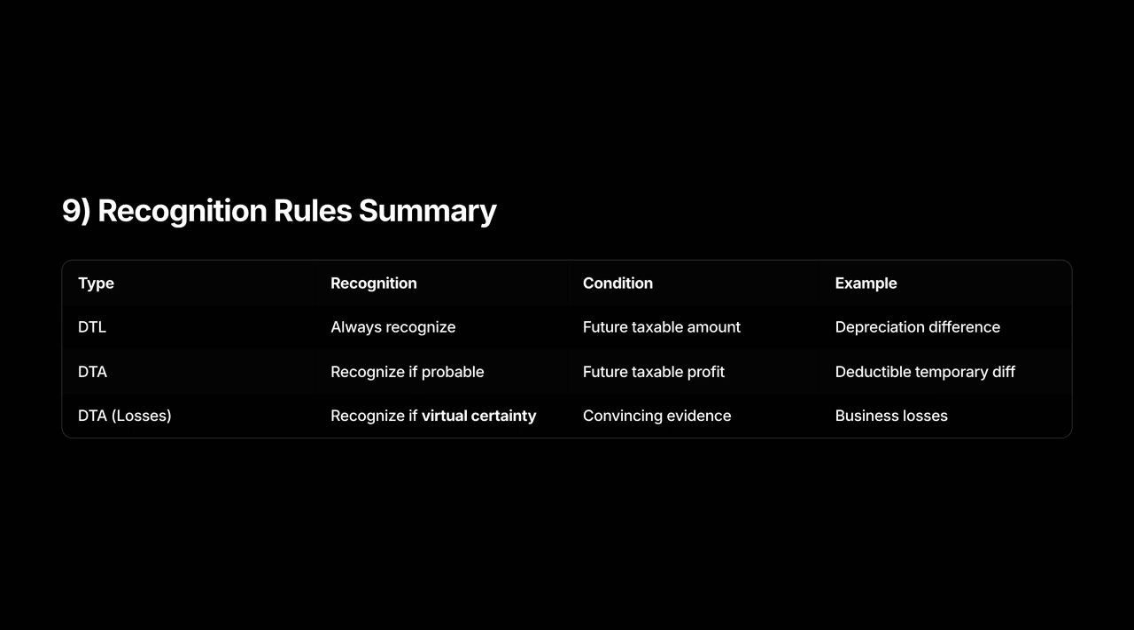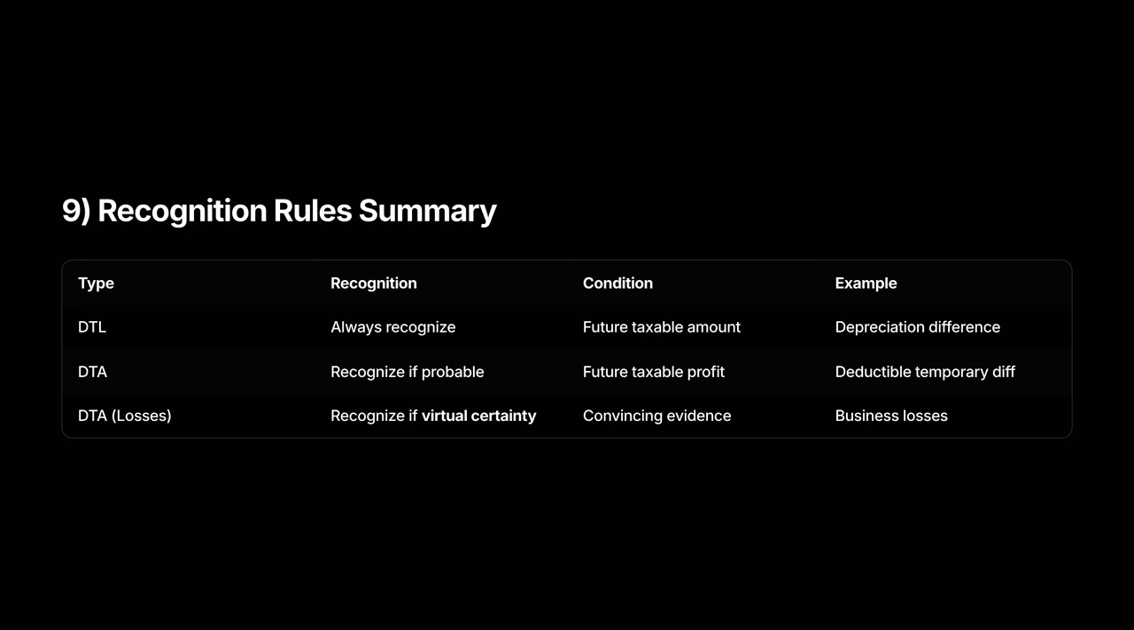Recognition Rules Summary. Let's summarize the recognition logic. Deferred tax liability, DTL, always recognized because future taxable amounts are expected. Deferred tax asset, DTA, recognized only when probable future taxable profit exists. DTA from losses, recognized only when virtual certainty is proven. Think of it as a confidence ladder. DTL is automatic. DTA needs confidence, and DTA from losses needs solid proof.